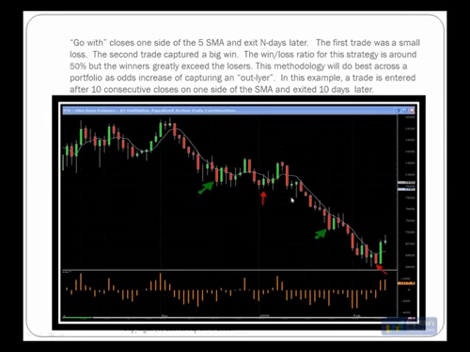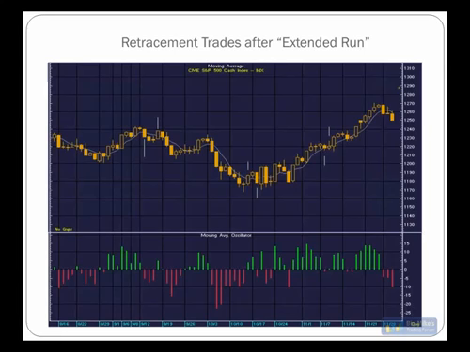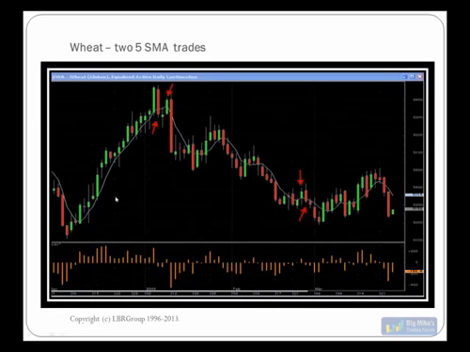This is where we enter on the close of day 7 on these extended runs. Okay, I'll come back to this in a minute. I just want to show you the stats here for this pinball. I'll show you a couple more here where you have the extended run to the upside. The computer goes long, the computer exits. I think you get the idea right now.